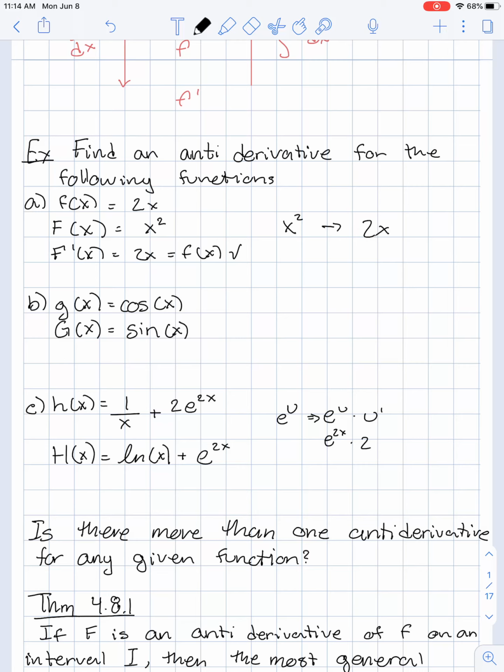So is there more than one antiderivative for a given function? Because we were told to find an antiderivative, not the antiderivative. Remember that the derivative of a constant is just 0. So what if I had sine x plus pi? If I took the derivative of that, I would still get cosine x plus 0, because pi is just a number. Same if I added 100. That derivative is still 0.